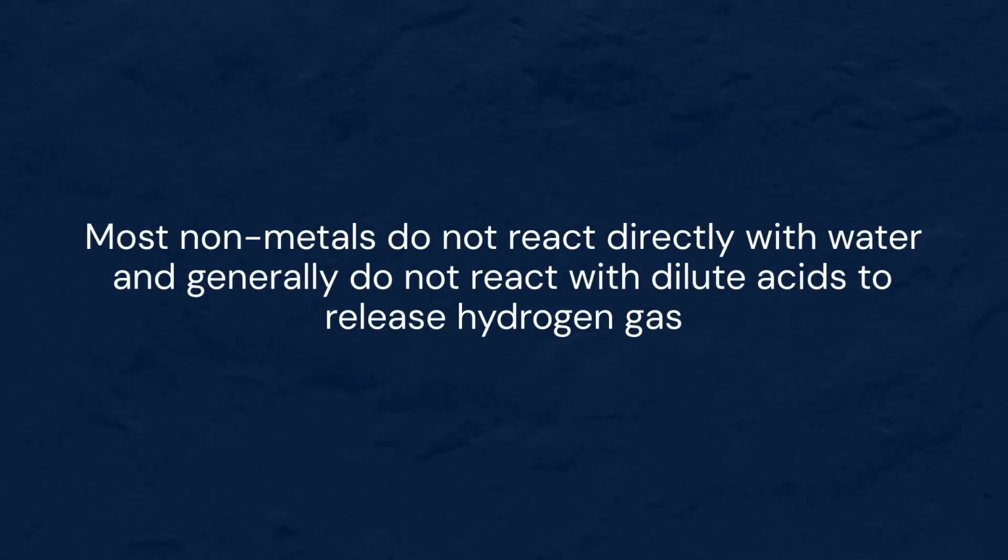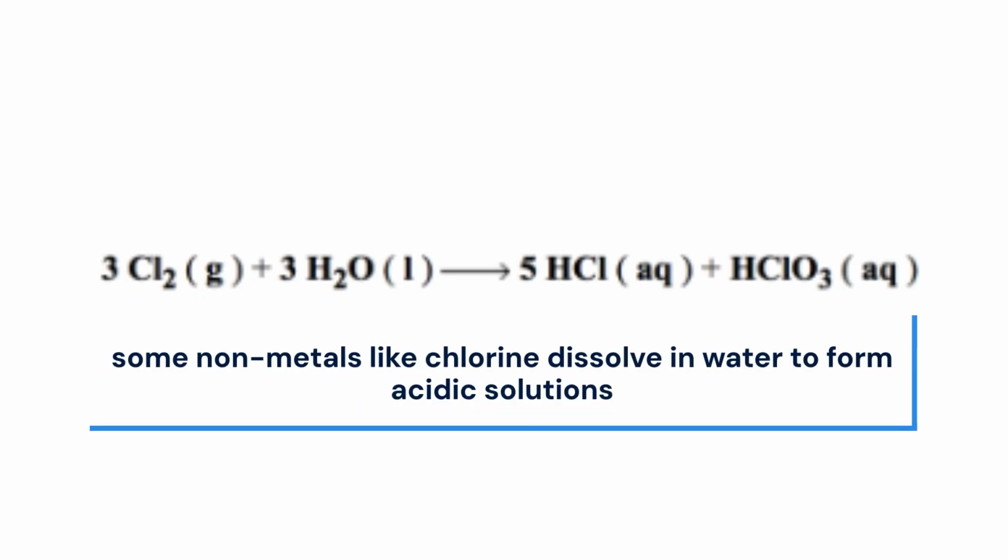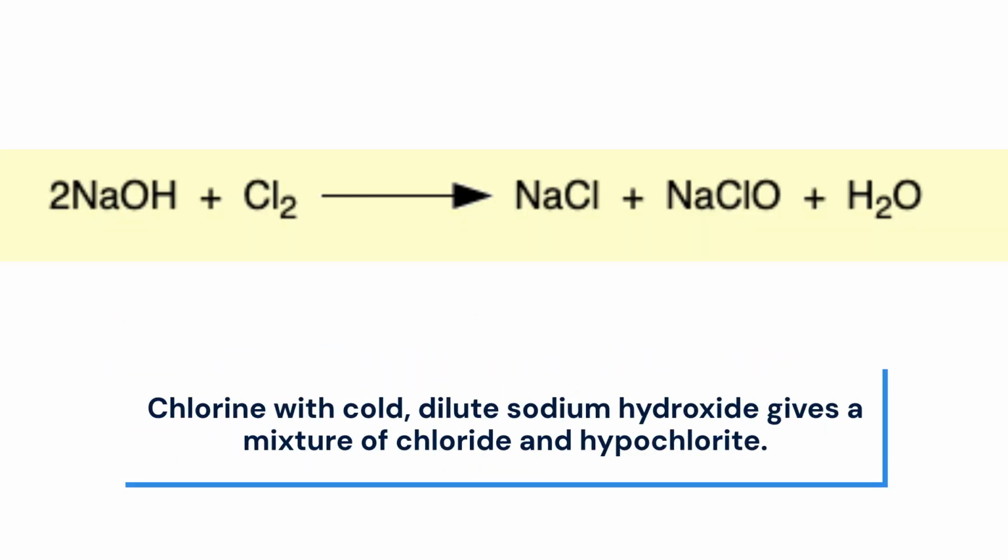Most nonmetals do not react directly with water and generally do not react with dilute acids to release hydrogen gas like metals do. However, some nonmetals like chlorine dissolve in water to form acidic solutions, and some can even react with strong bases. For example, chlorine with cold, dilute sodium hydroxide gives a mixture of chloride and hypochlorite.